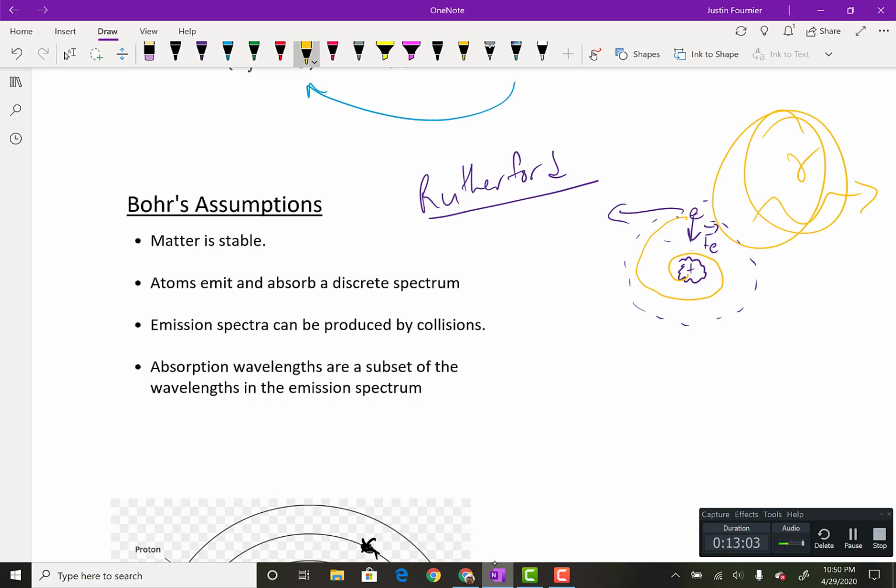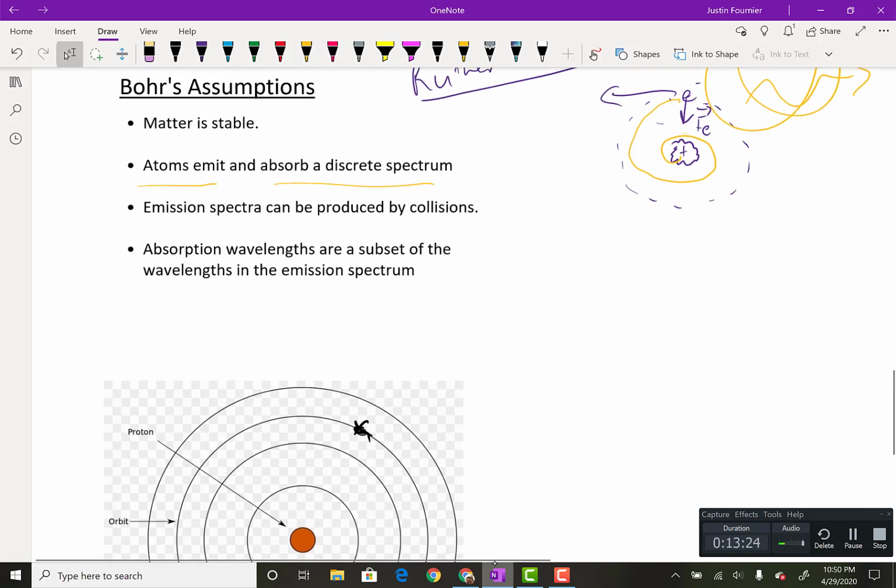So he basically starts off with, okay, matter's stable. I mean, we look around and we see matter's stable. Everything's not collapsing in on itself, so that's got to be the case. He also says atoms emit and absorb discrete spectra. Here we go. Here's where things get kind of interesting. Basically, he says, let's see.